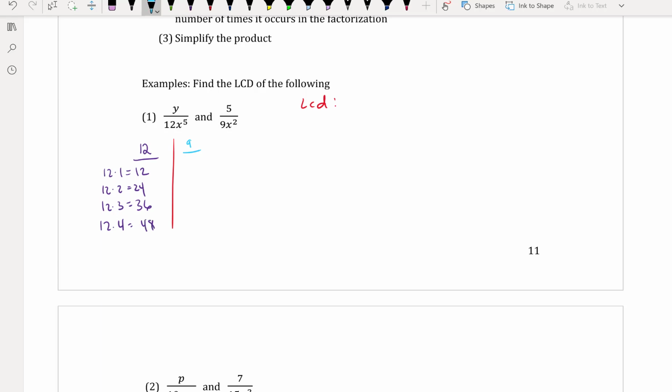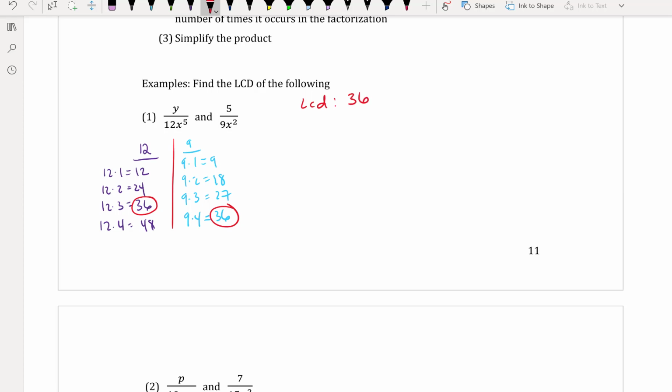Now let's see what happens with 9s. 9 times 1 is 9. That's not a match. 9 times 2 is equal to 18. 9 times 3 is equal to 27. Still not matching. 9 times 4 is equal to 36. Bingo. Now I've found the LCD of 12 and 9. That is going to be 36.